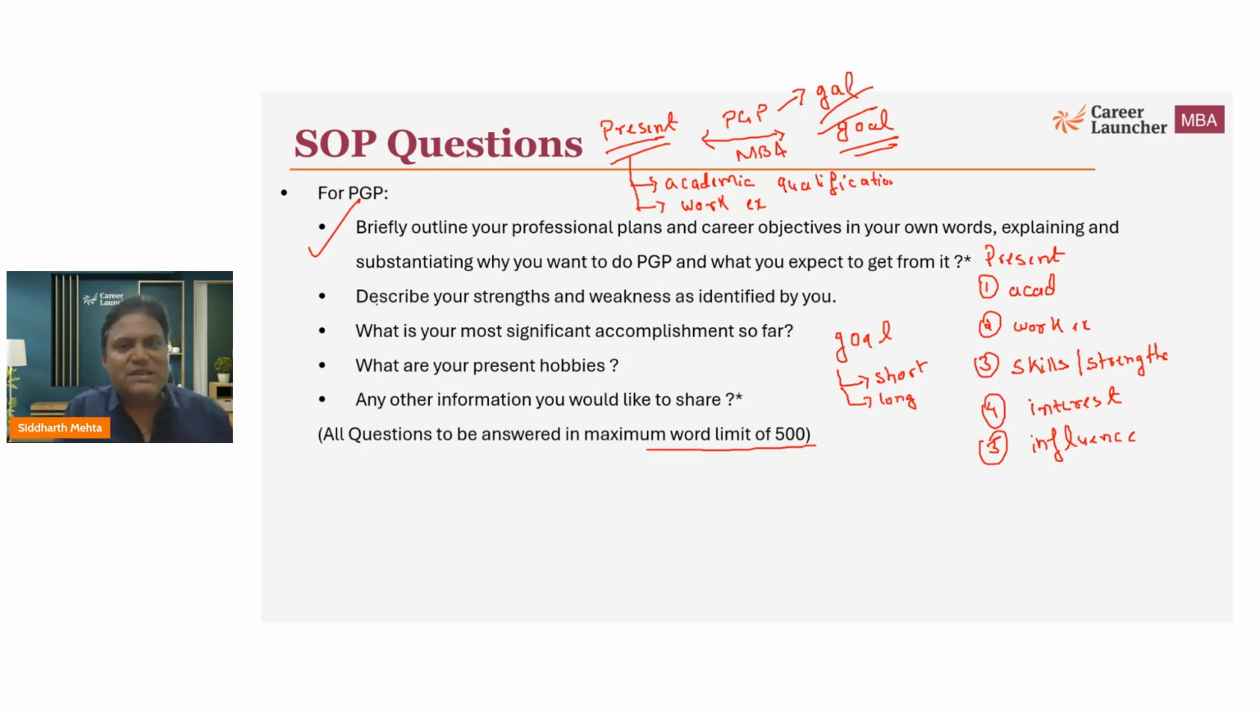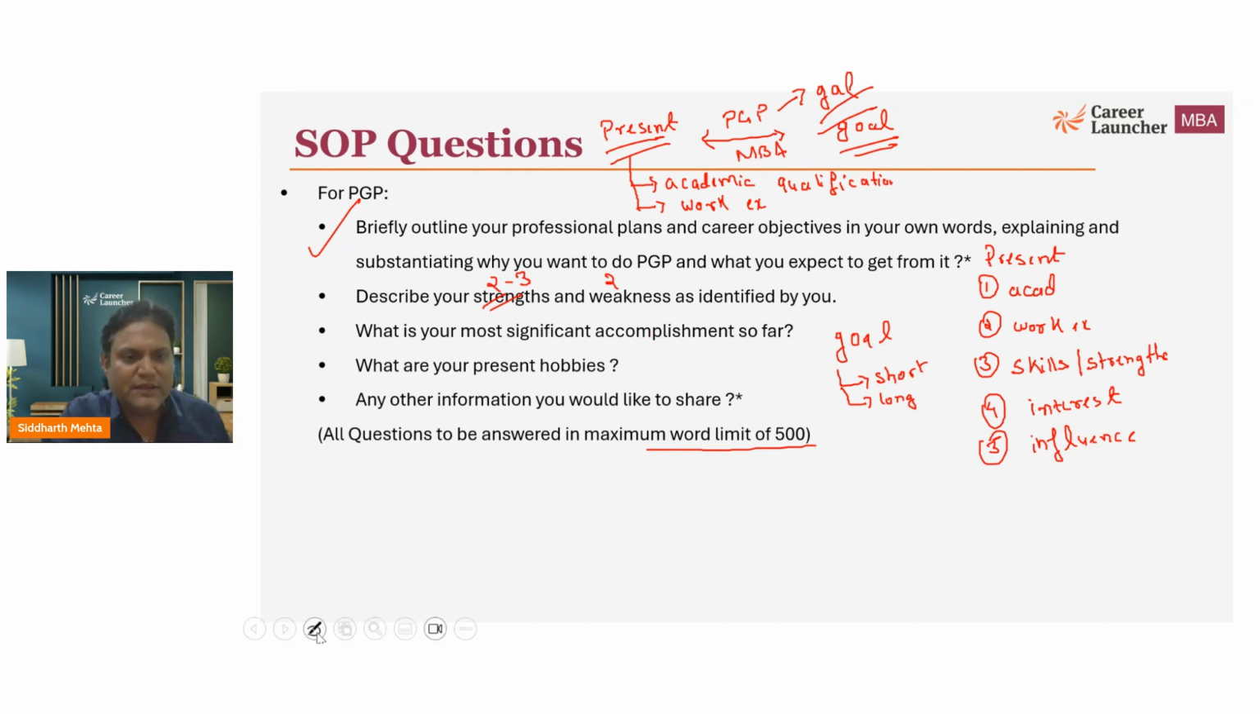The second one: describe your strengths and weaknesses as identified by you. Let us keep strengths and weaknesses, ideally, as two, not more than three in any case. Two is good, not more than three in any case. Same with the weaknesses. Two or maximum three. Even one will do if explained well, right? But let us discuss them in a little bit of detail.